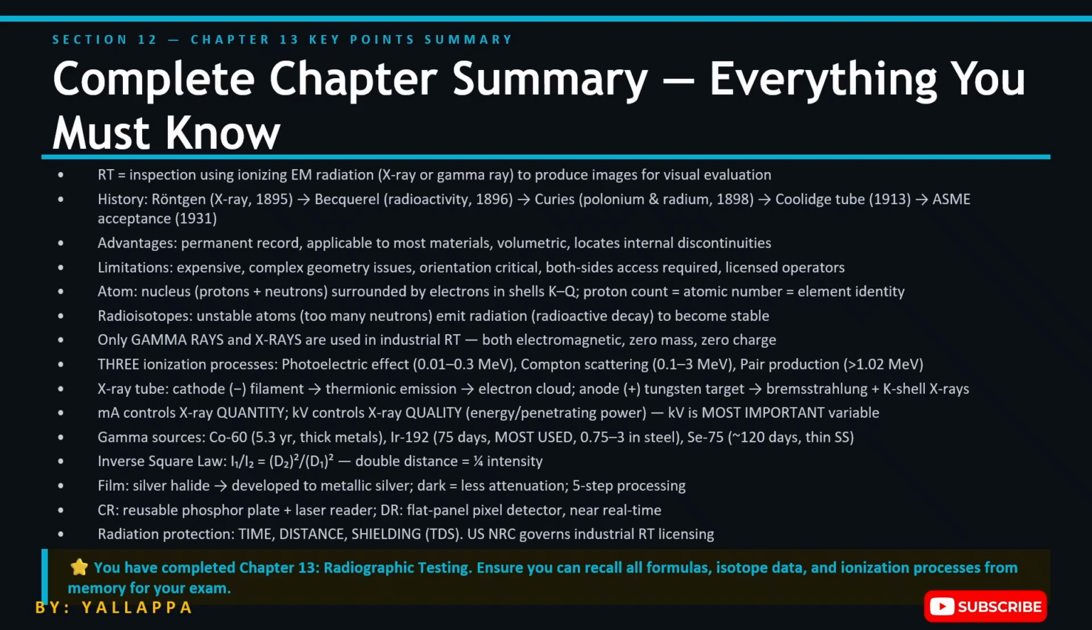The X-ray tube uses a cathode to generate electrons and an anode target to convert electron energy into X-rays. mA is primarily associated with quantity, while kV is associated with beam energy. Then we use film, CR, or DR to capture the transmitted radiation. And throughout the entire process, radiation protection remains essential. This is the conceptual framework you should carry into every RT examination and every practical inspection.